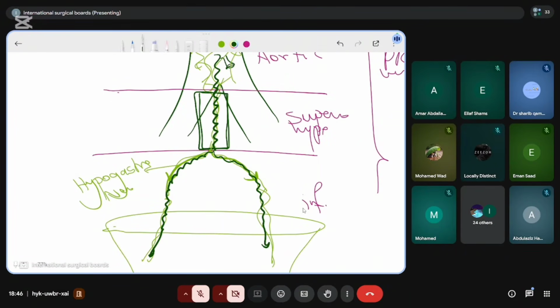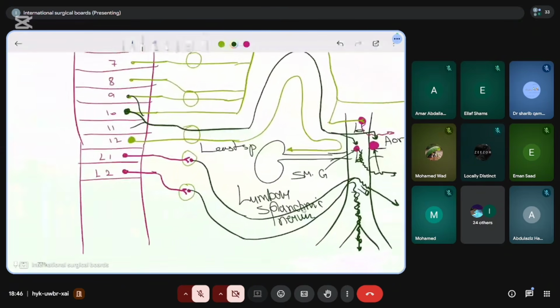Prostate, seminal vesicles, vagina and uterus in females, rectum, urinary bladder, all of that. Even vas deferens and epididymis, all of that. And they mediate ejaculation. So what is the pathway of ejaculation? It begins at L1, L2.